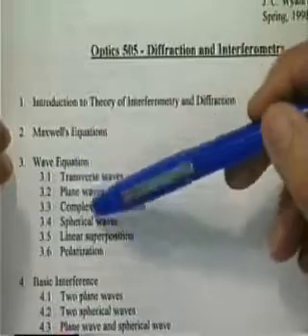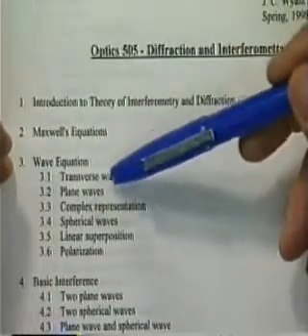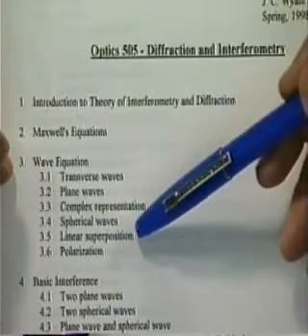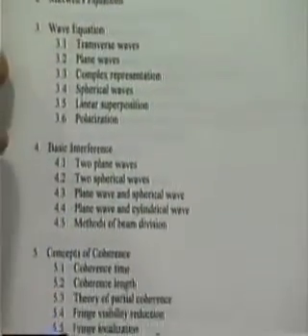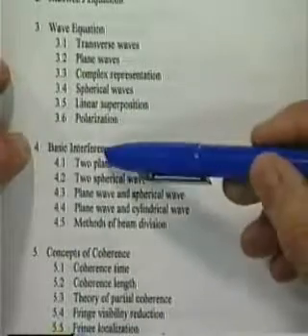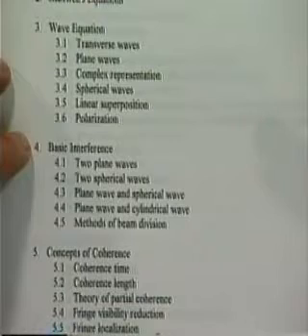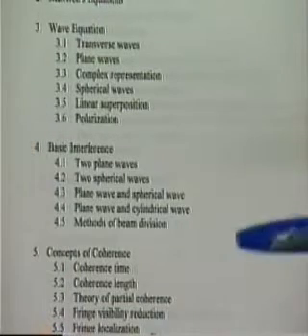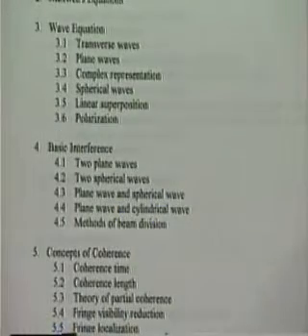And then we'll go on to the wave equation. Spend quite a lot of time talking about different waves and superimposing the different waves, and a little bit on polarization. Then we'll go on and talk about basic interference: 2 plane waves, 2 spherical waves, plane waves and spherical waves, plane waves and cylinders, and methods of beam division.